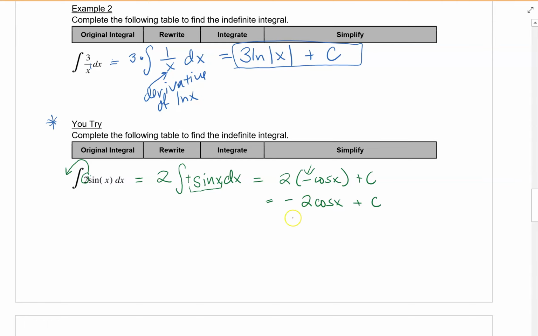So I could say, okay, the derivative of -2 cosine x would be -2 times negative sine, which is positive 2 sine. So then you can go, okay, so this is right. This should be -2 cosine x plus c.